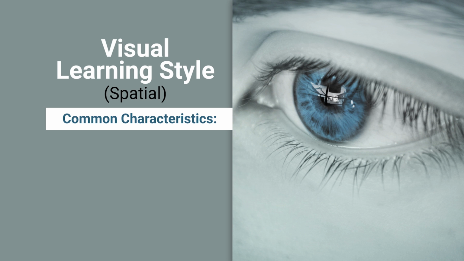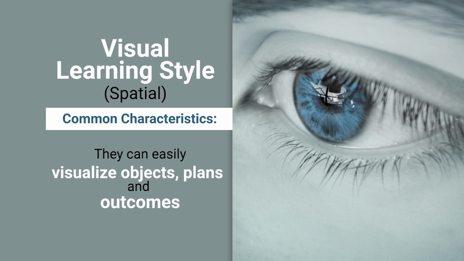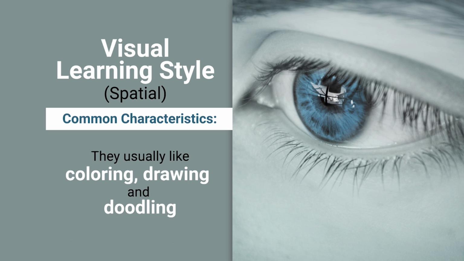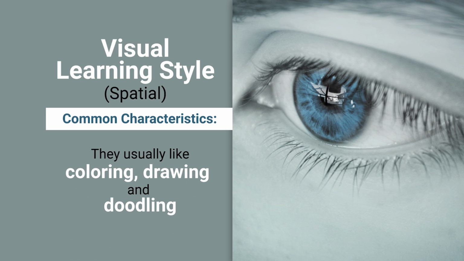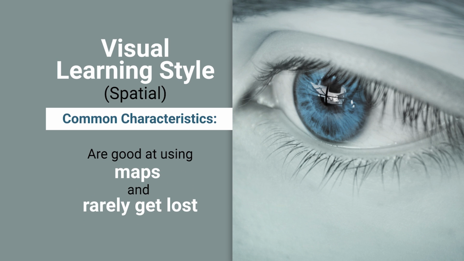The first is they have a good spatial sense and a sense of direction. You can send them in school anywhere to fetch something. You bet they will find it out in minutes. They can easily visualize objects, plans, and outcomes. They usually like coloring, drawing, and doodling. They have good color balance. They are good in using maps and rarely get lost. So, they don't need the Google Maps. You can rely on these types of learners.